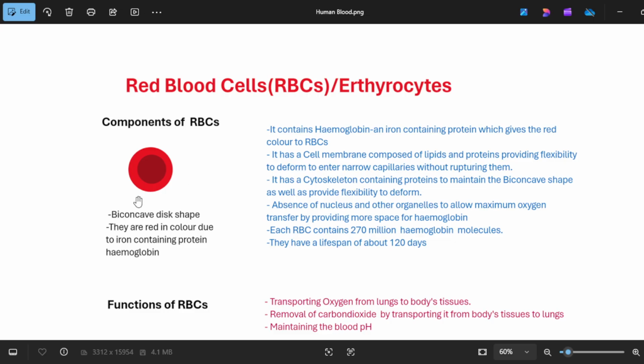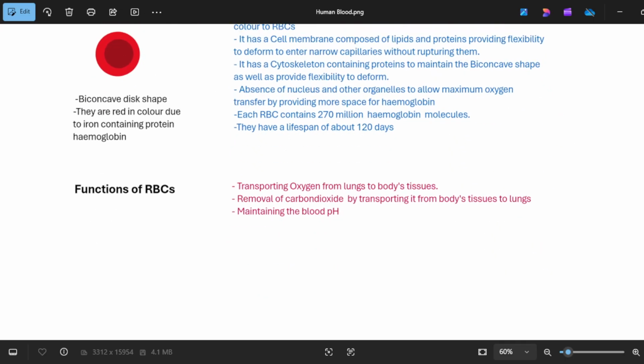RBC does not have a nucleus or any other organelles. Why? Because it wants to allow maximum space for hemoglobin so that the maximum amount of oxygen is transferred to different parts of the body. That's why it gets rid of its nucleus and other organelles. Each RBC contains 270 million hemoglobin molecules. So many molecules are inside a single RBC, and RBCs live for 120 days.